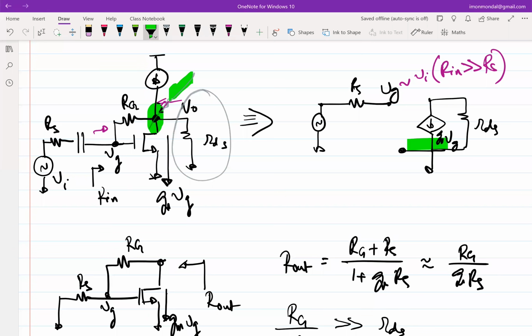Okay, actually I was thinking that RDS is inside this MOSFET. That's true, RDS is actually inside the MOSFET. But when you are trying to figure out what is the constraint on RG, you have to do an appropriate analysis. That's all it means. Okay, so any questions on any of this?